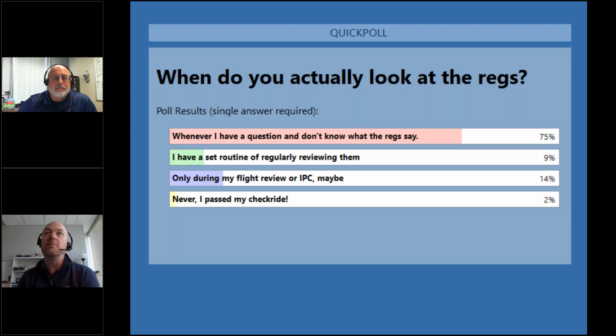And then the 14% only doing a flight review or IPC. Well, at least hopefully you're doing that on a regular basis. And then 2%, it's always that 2%. We always have 2% for some reason. I passed my check ride, whatever.